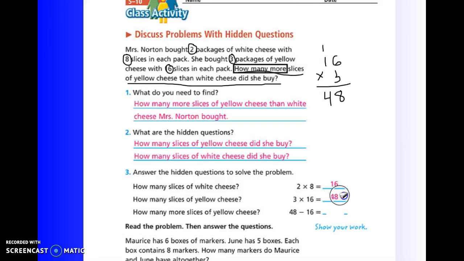All right. And then remember, we said how many more, which we know is subtracting. So I'm going to have to subtract those two numbers. 48 minus 16.